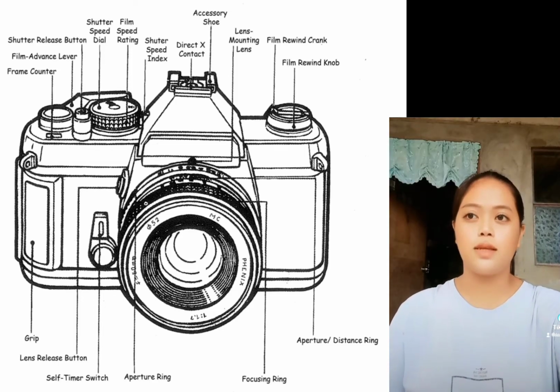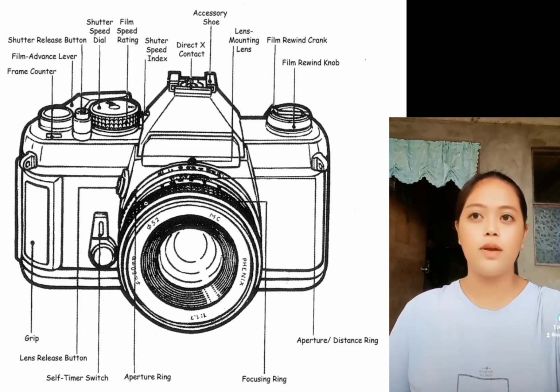Shutter speed index. Shutter speed is one of several methods used to control the amount of light recorded by the camera's digital sensor or film. It is also used to manipulate the visual effects of the final image.